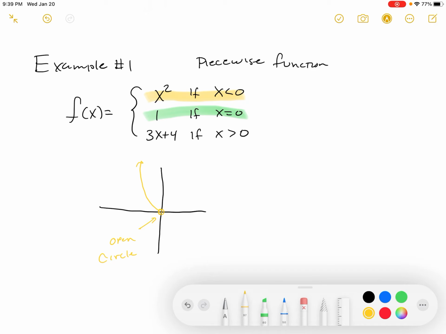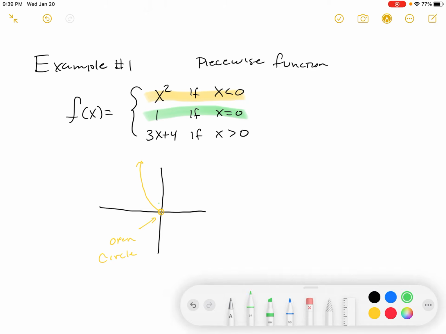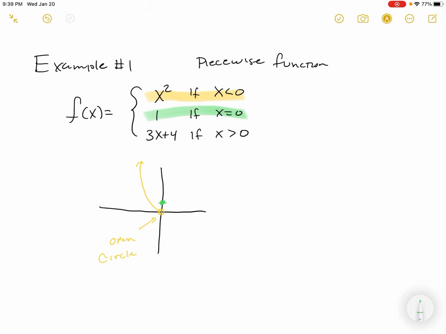Okay, so let's go here, and we'll go up to the level 1. There is another point on my function. See that dot right above it? That is a part of my function. That's the green piece of the function.